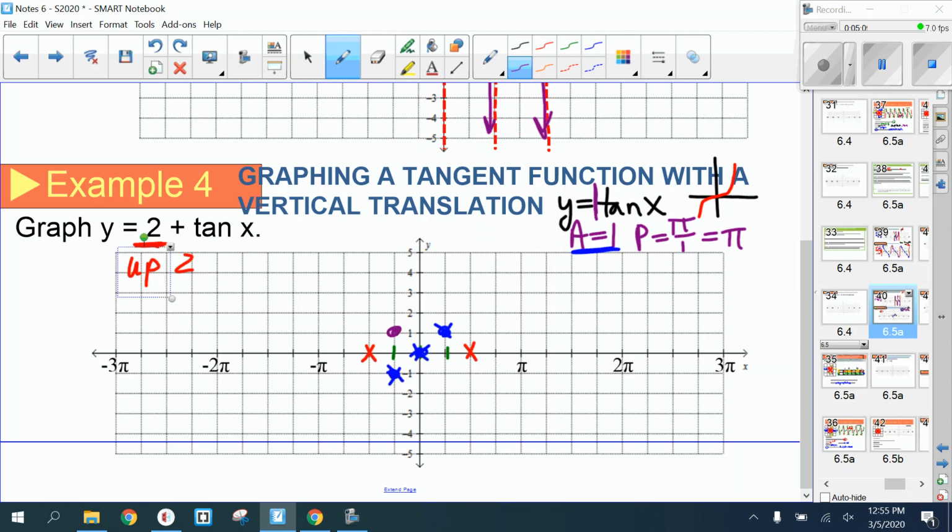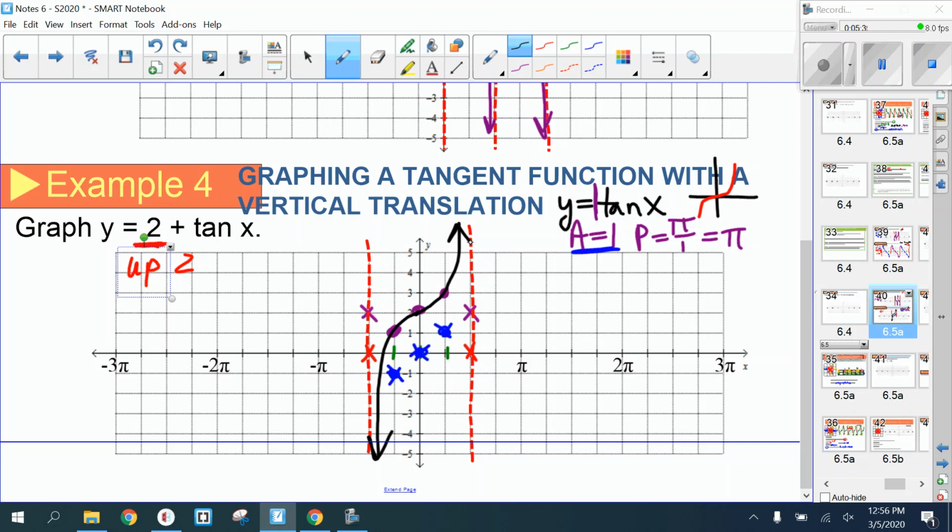Up 2. And your asymptotes shifted up 2 as well, I guess. But that's not really going to do anything to your vertical asymptotes. You've still got the same vertical asymptotes there, even if they're shifted up. So then let's draw that curve through. And we have our tangent curve that's been shifted up 2.